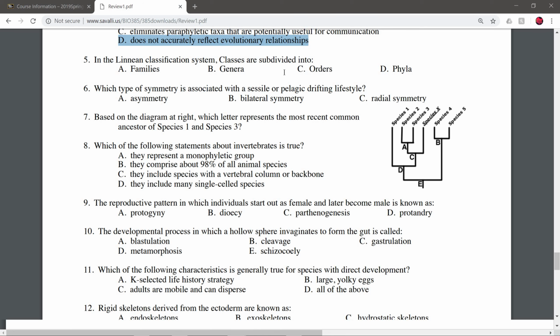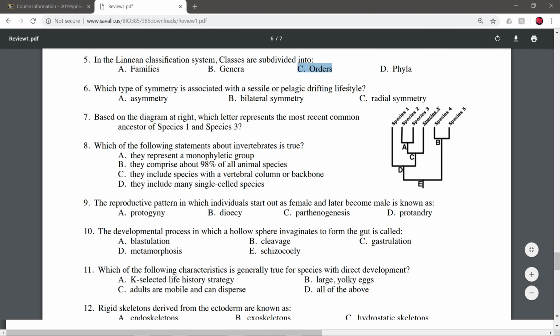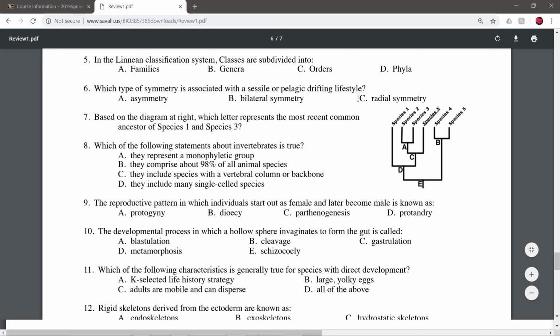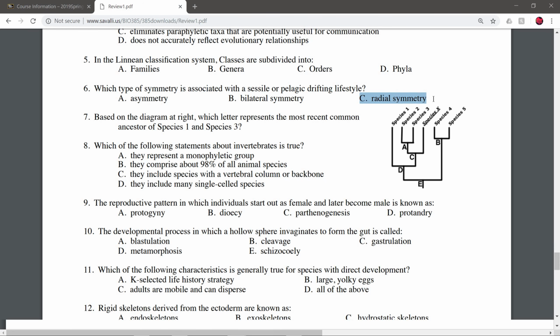All right. In the Linnaean classification system, classes are subdivided into what? Of those choices, orders, C. Which type of symmetry is associated with a sessile or pelagic drifting lifestyle? Asymmetry, bilateral, or radial symmetry? Huh?